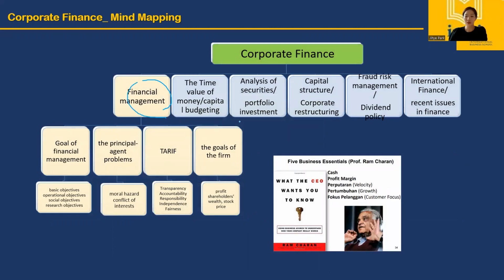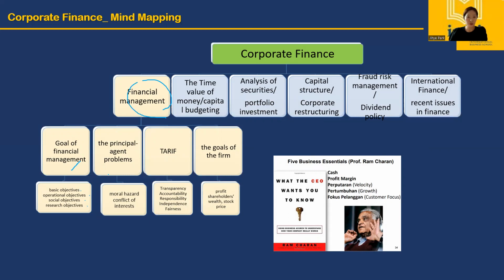The first chapter is financial management. The goals of financial management: we have 4 different types of goals: basic objectives, operational objectives, social objectives, and research objectives. In other words, financial management is the optimal orchestration of internal and external financial resources towards significant and sustainable value creation.